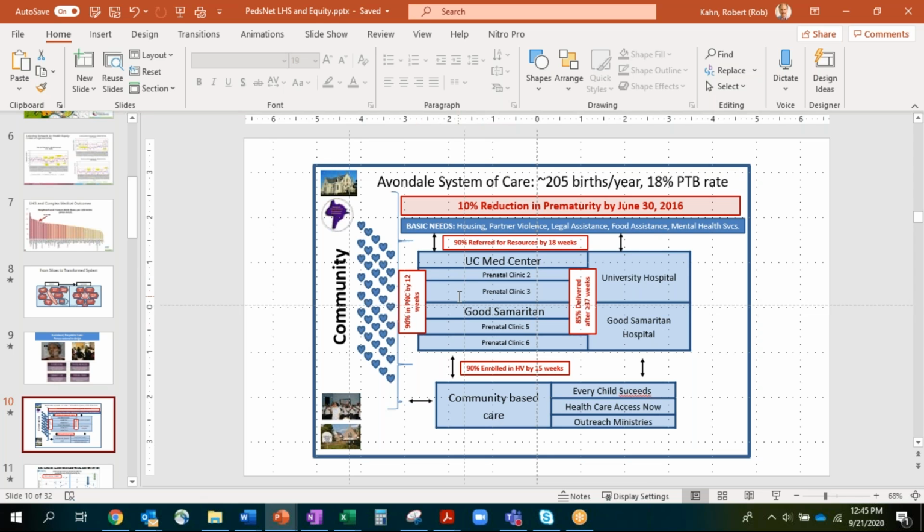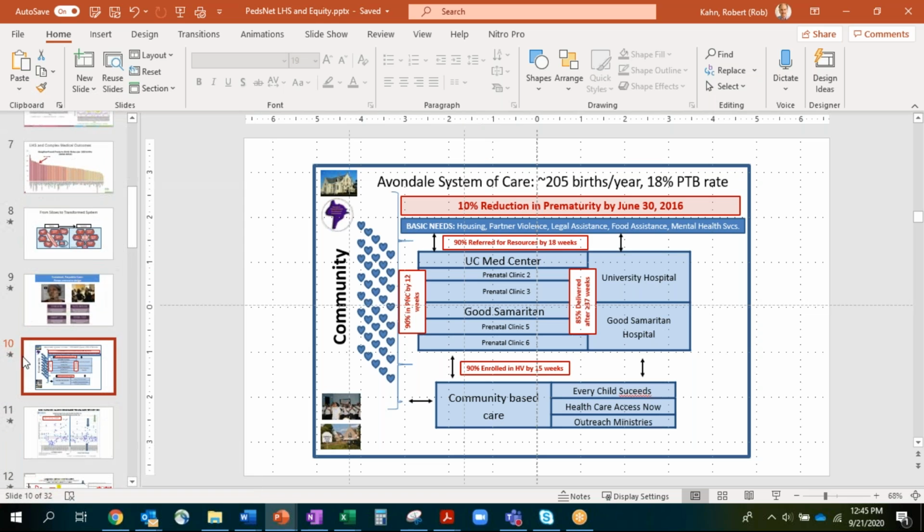Can we get 90% of women in to prenatal care by 12 weeks? Can we get 90% enrolled in home visiting by 15 weeks? Can we get 90% referred for resources by 18 weeks? And of course, the huge fear-inducing things: that's out of my control. If the OB doesn't send them to me in time, how am I supposed to make sure they're enrolled? But you can imagine the challenge and the huge importance of having parents in the room saying, this is what I need, right? You may have all these constraints, but this is what I need.